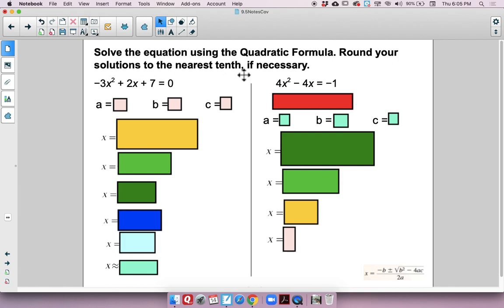Round your solutions to the nearest tenth. So if you do get the square root of a non-perfect square, you're going to want to use your calculator to get an approximation of that and round to the nearest tenth. Okay, go for it.